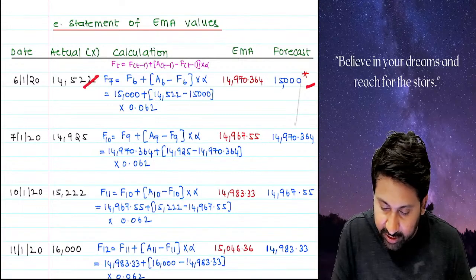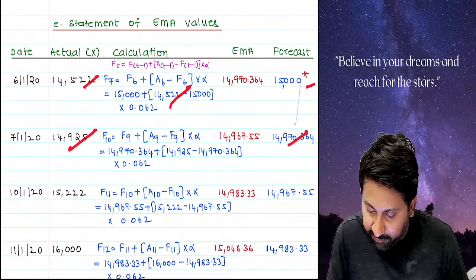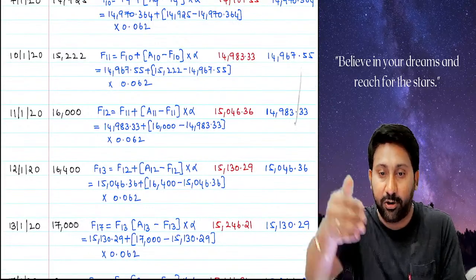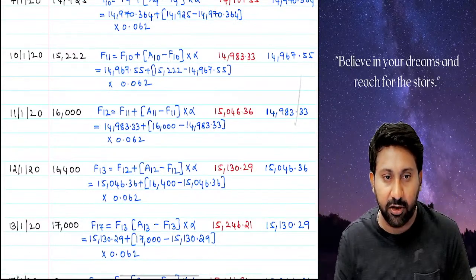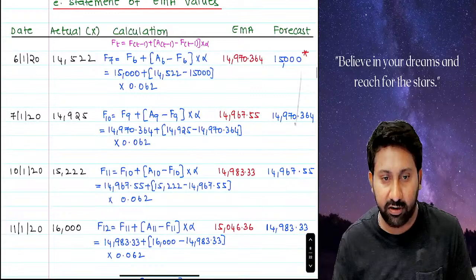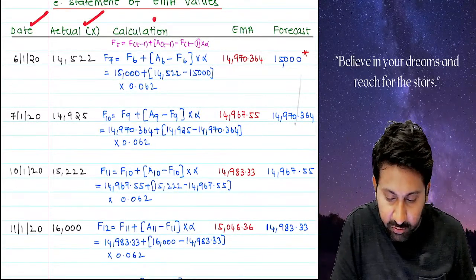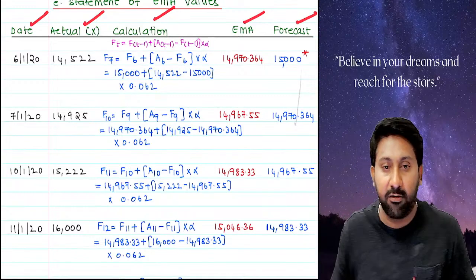14,522, 15,000 is the error. 14,925, 14,970 error. Like that we need to see the error calculations and do the answers. So have the formula in your hand and start doing the answers. You will get the answers properly, but see the schedule properly: date, actual, calculation, EMA, forecast.